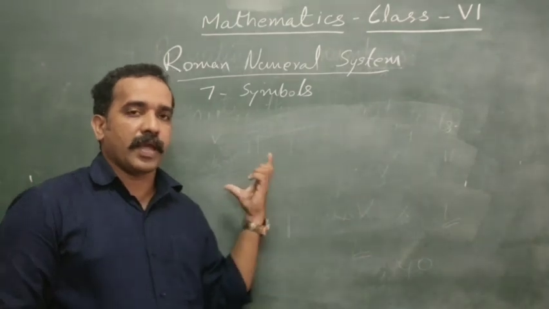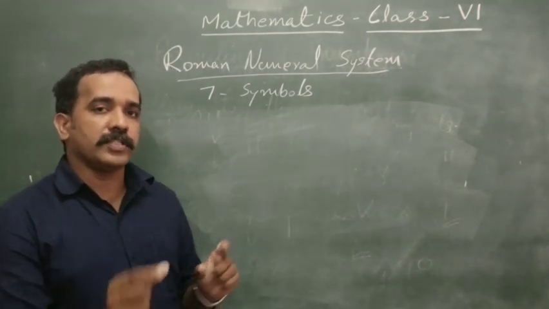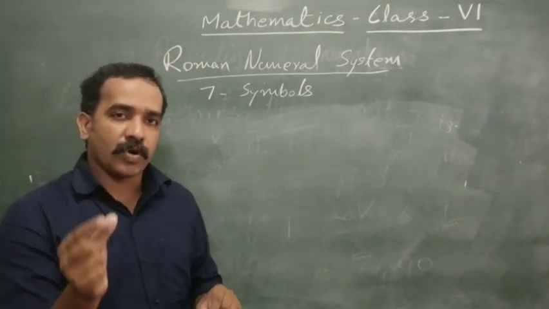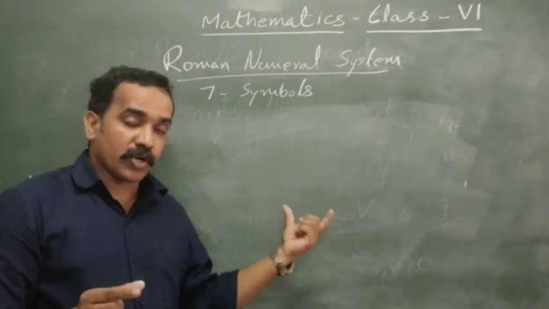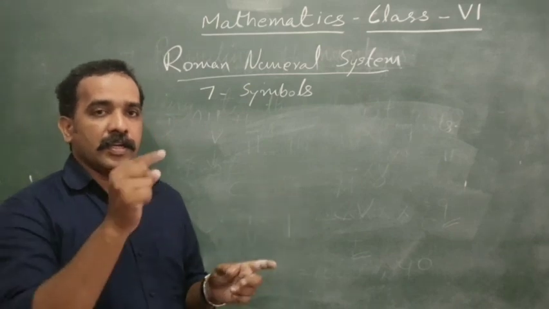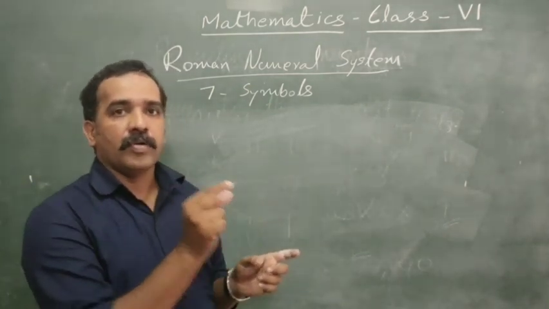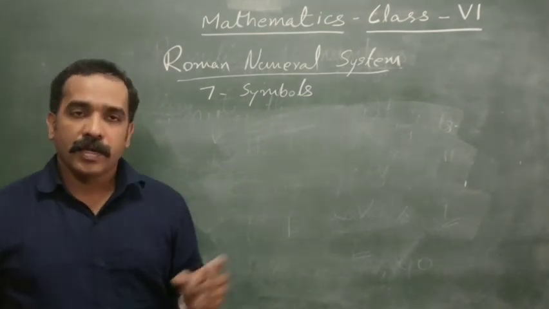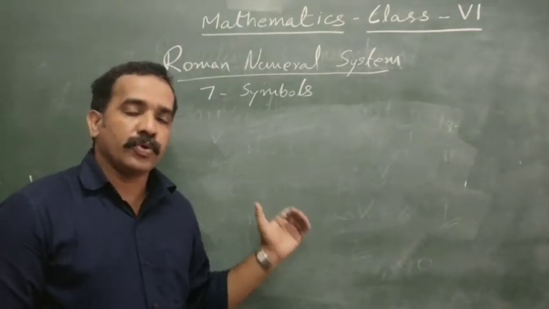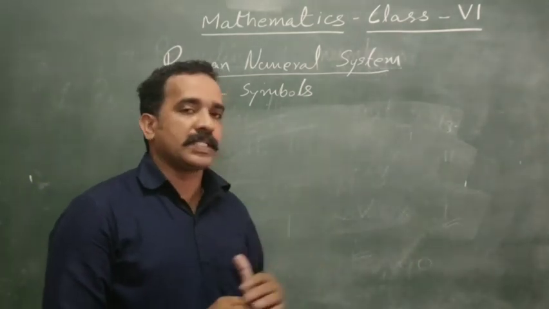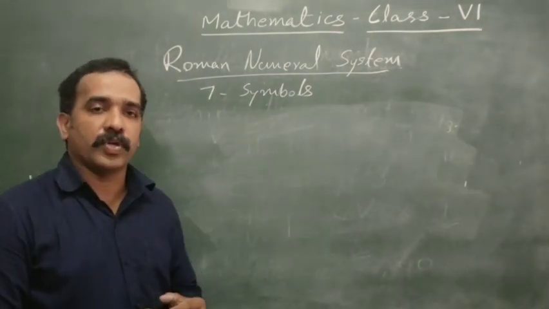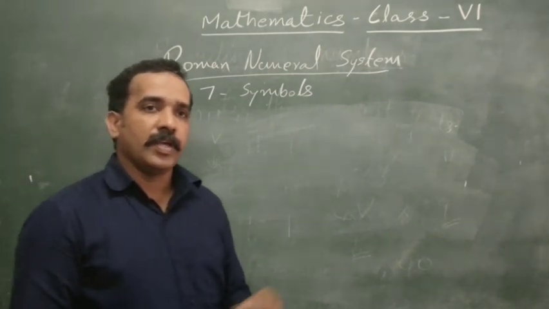How do subtracting and adding work? Whenever we are writing a small digit on the right of the big digit, we are adding. Whenever we are writing a small symbol on the left of the big digit, we are subtracting. But in that case, if you are writing a small V on the left of a big digit, that is 10, you cannot do that. We will see how to convert numbers given in the Indian Hindu-Arabic system to the Roman system, and Roman system to Hindu-Arabic system.